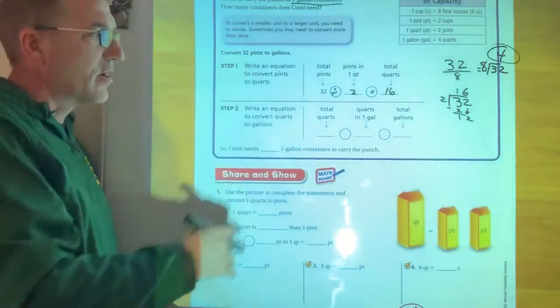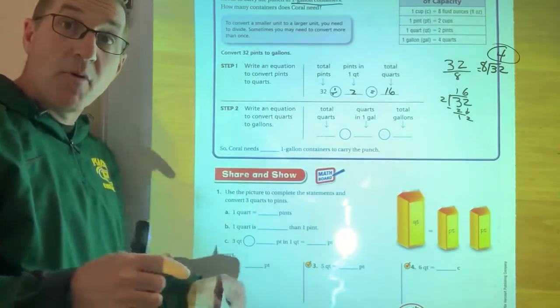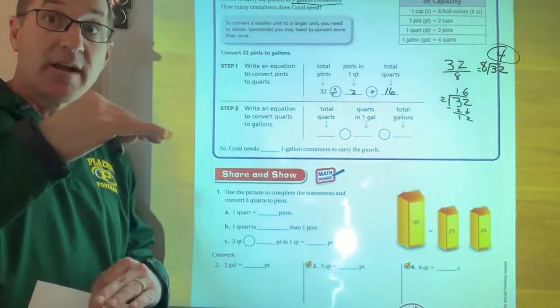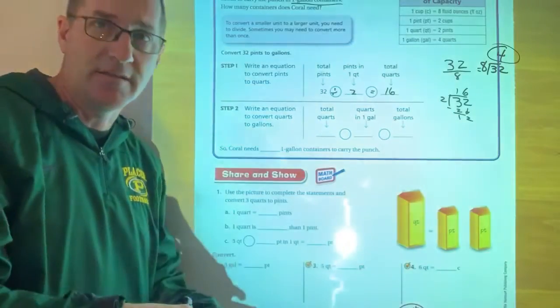Then I'm going to convert my total quarts into gallons. I've just taken my pints and poured them into glasses that were twice as big, and I got half the number of glasses, but they're bigger. So I still have the same amount of volume.